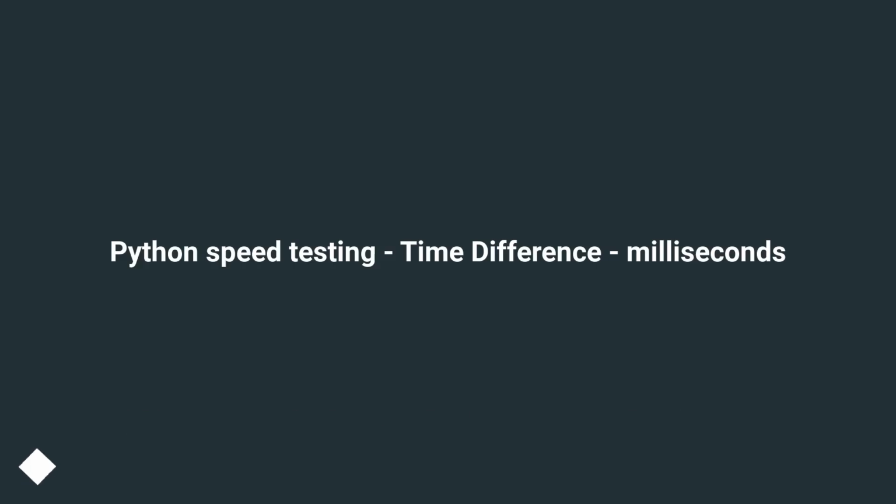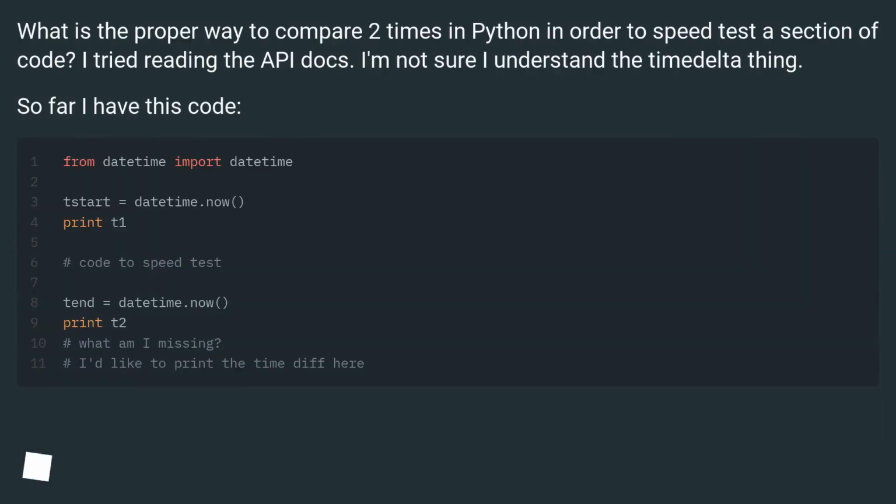Python speed testing, time difference, milliseconds. What is the proper way to compare two times in Python in order to speed test a section of code? I tried reading the API docs. I'm not sure I understand the timer delta thing. So far I have this code.